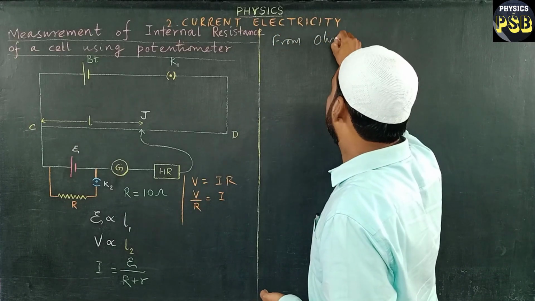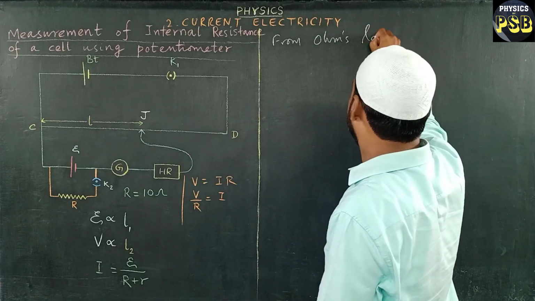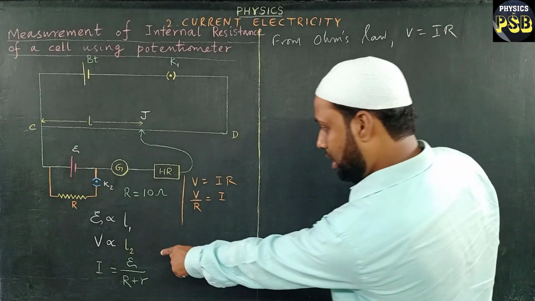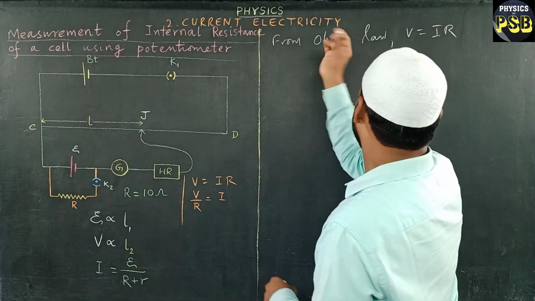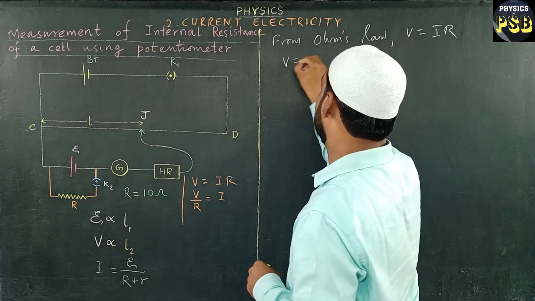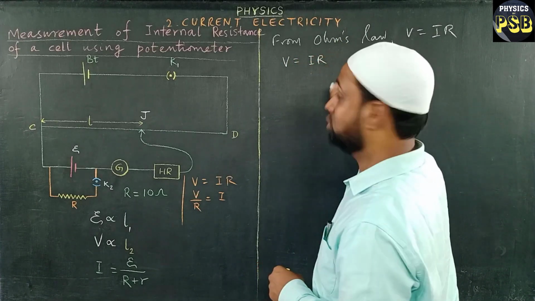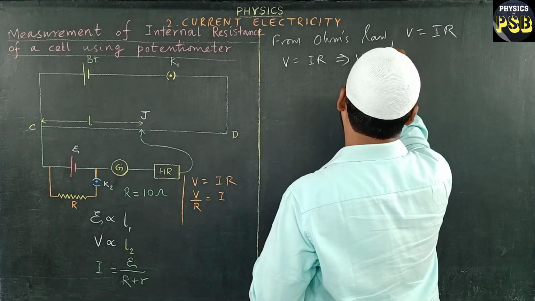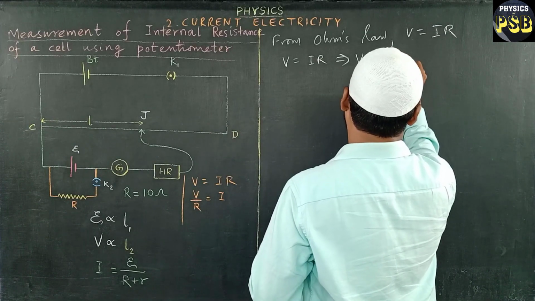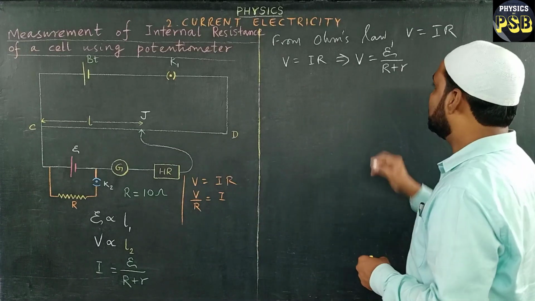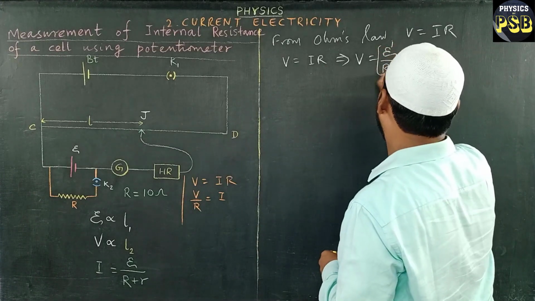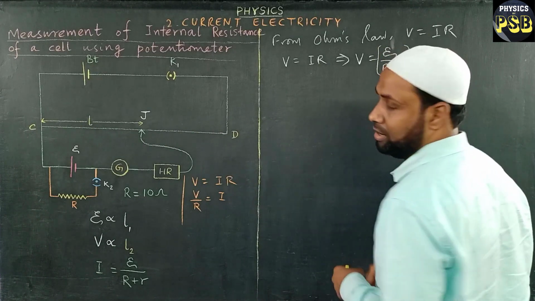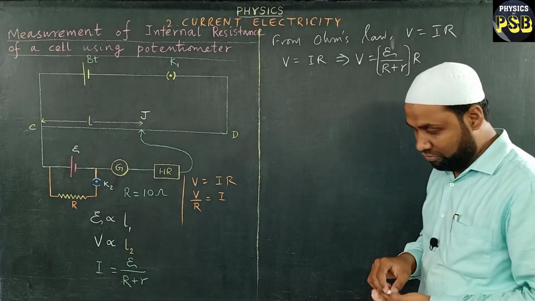From Ohm's law, V equals I R. Here, the value of I is known to us. So V equals, what is the value of I? It is ξ upon R plus small r. Then it is multiplied with the resistance included by us, capital R. This is the value of V.